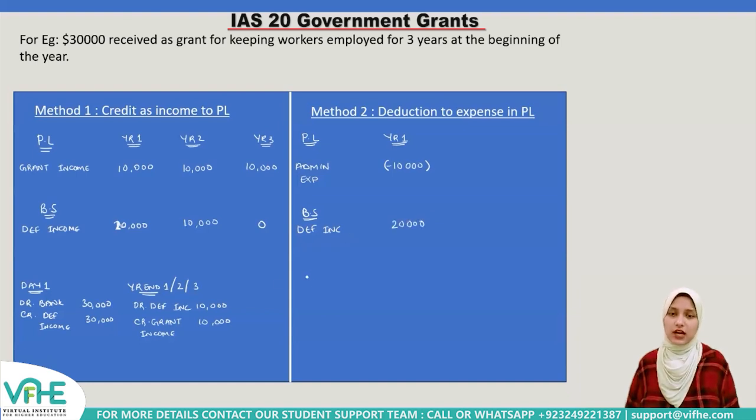Okay. Now, how would your day 1 journal entry look like? So you have debit bank, because money is coming in up to the extent of $30,000, and credit deferred income again to the extent of 30,000. Now, how would your journal entry progress for year end 1?